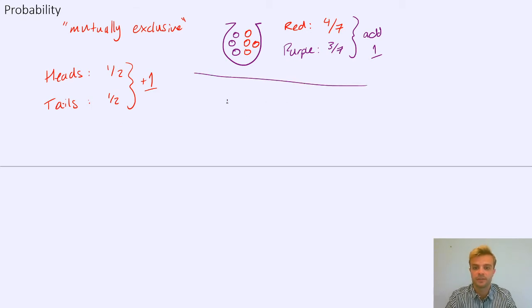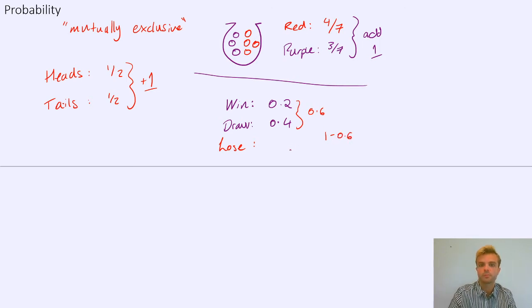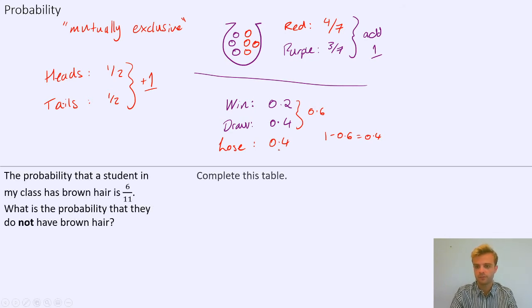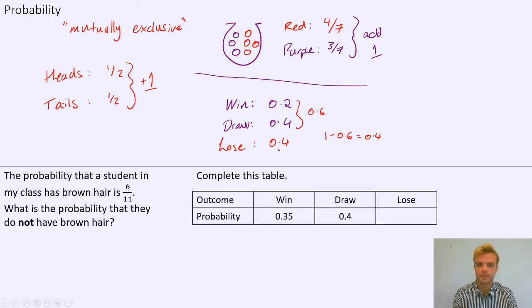If I tell you that the probability that I win is 0.2, the probability that I draw is 0.4, then we can work out the probability that I lose, because those two probabilities together so far make 0.6. So what's missing from 1, if I've already got 0.6, so what must the probability that I lose be? Well, 1 take away 0.6 is 0.4, so that's the missing probability. It must be 0.4.